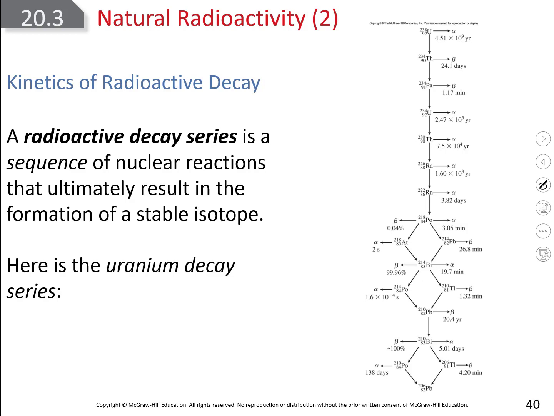Some of these steps are very fast, some of them are very slow, and we've given you the half-life here to show you how fast or slow it is. So the first decay is relatively slow. Going from uranium-238 to thorium-234 is releasing an alpha particle, and this takes a half-life of 4.51 times 10 to the 9 years. That's a long time.